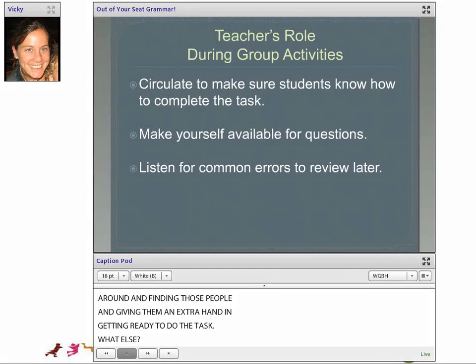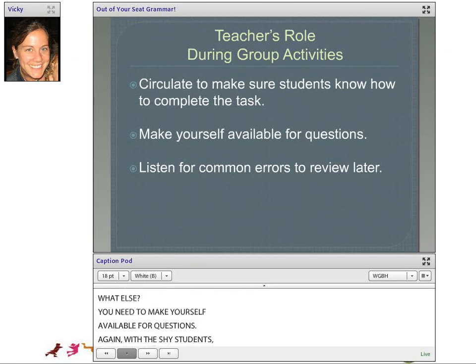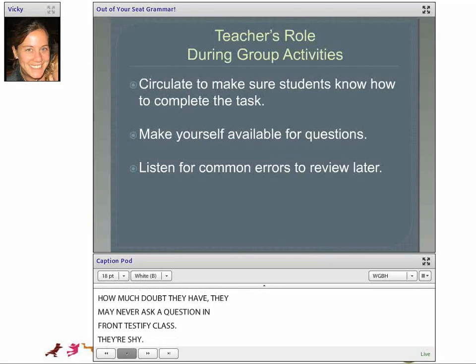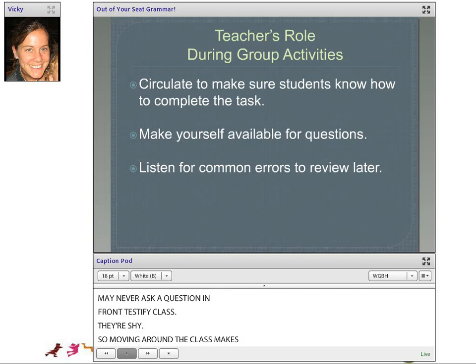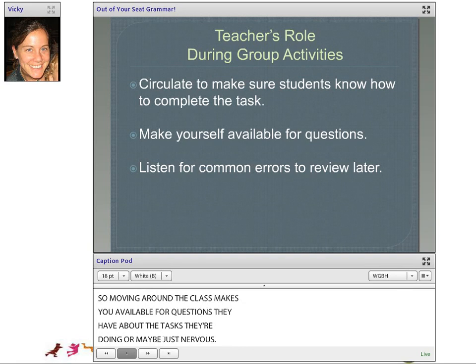Again, with the shy students, no matter how much doubt they have, they may never ask a question in front of the whole class because they're shy. And so circulating around the class makes you available for questions the students might have about the task they're doing, or maybe about something else that they were nervous to ask in front of the whole group.